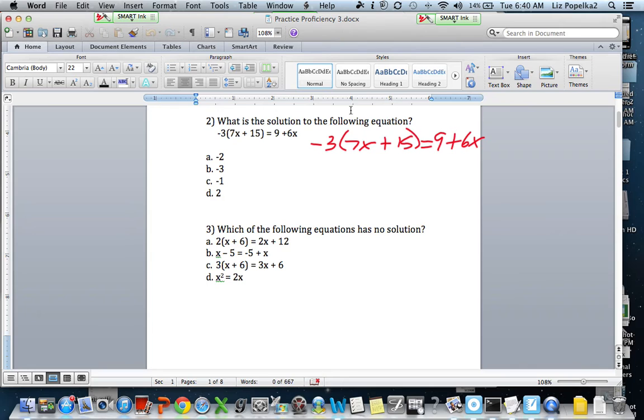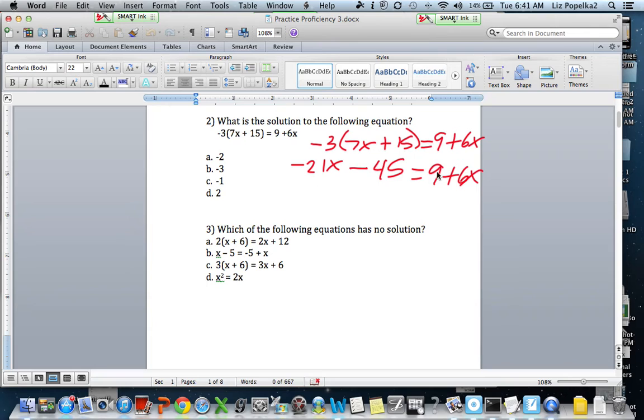I'm going to take the negative 3 and distribute it inside of the parentheses. So negative 3 times 7x is a negative 21x, because it's a negative times a positive. Negative 3 times 15 is a negative 45. Remember, I can just do minus 45 or plus a negative 45, either one. Now I'm just going to bring down my 9 plus 6x, because I can't add together 9 plus 6x.